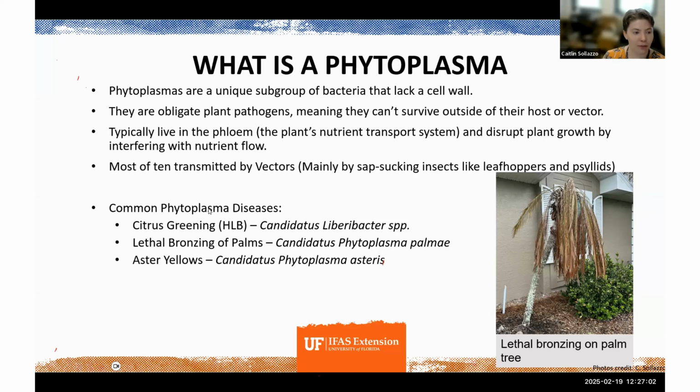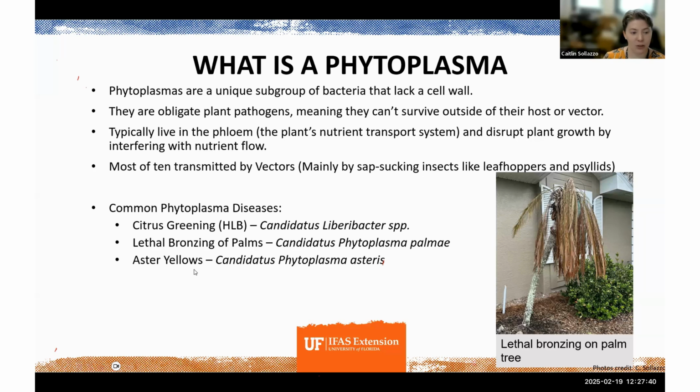There are quite a few common phytoplasma diseases you may have heard of before. Citrus greening, or HLB, also called Huanglongbing. If you know anything about the citrus industry in Florida, it's been wiped out by citrus greening, and there's a really big push to figure out ways to manage it. That is caused by a phytoplasma, and it's transmitted by the Asian citrus psyllid. Lethal bronzing of palms is also very common, and it's causing decline in a lot of palms in Florida. That is caused by a Phytoplasma palmae.